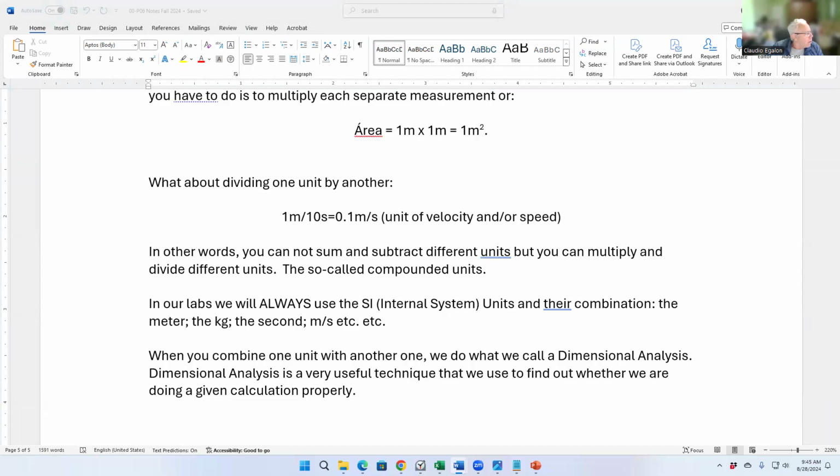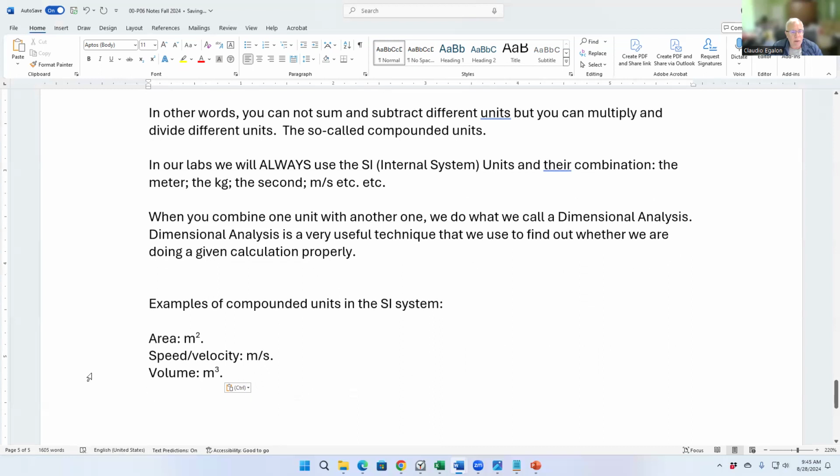So here you go. Let me give you some examples here of compounded units. You already saw some. Let me give you more. Area, meter square; speed, velocity, meters per second; volume is cubic meter. But then you have that concept of acceleration that you're going to see soon. The acceleration has a unit of meters per second square.